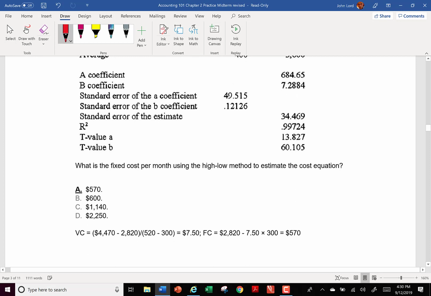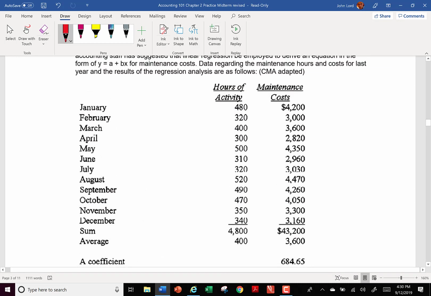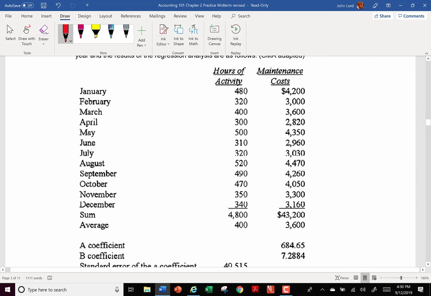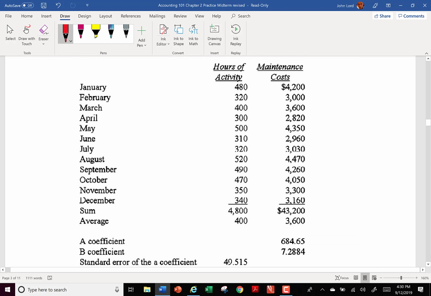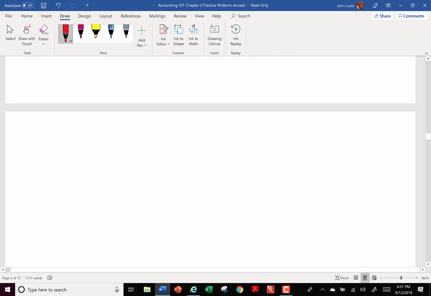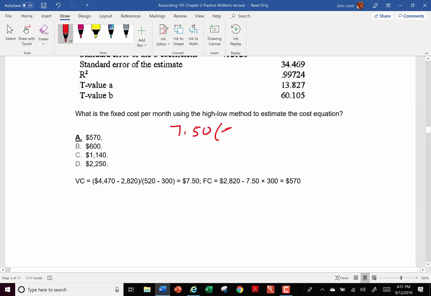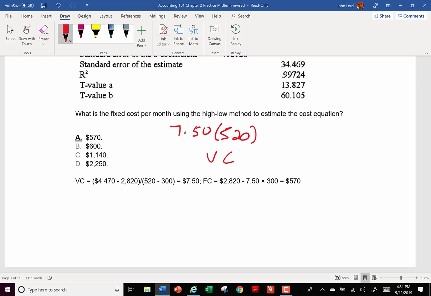So to get the fixed cost, I'm going to take what? The 750? And I can multiply it by any number of the units that I want here, high or low. So what do you want to be, high or low? You want to be high? Okay, so that's 520. So I multiplied that by the 520, and that's going to represent my variable cost, isn't it?